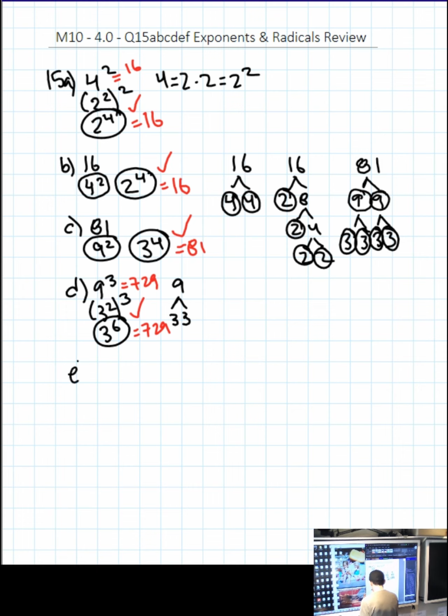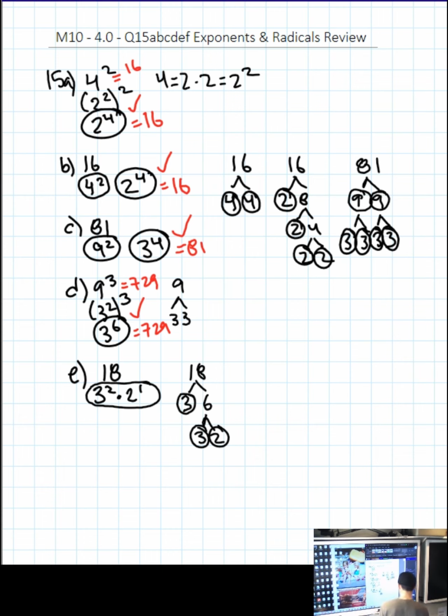Okay, E. So we have 18. Change of base. Well, 18 is not a perfect square or perfect cube, but we know it is 3 times 6, and 6 is 3 times 2, which means 18 is going to be 3 squared times 2 to the 1. Change of base. What are we doing this for? Practice for higher level math.